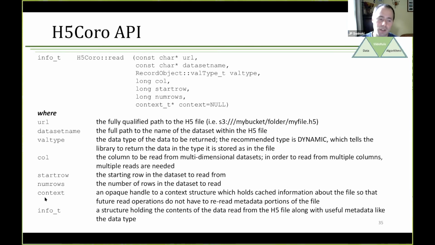There's a context that you pass in. This is used so that if you're reading multiple data sets from a single file, it'll hold all the cache information about that file together. And then this is what's returned. It's just a structure of the data that you've read, along with any of the metadata like the size and the type. So that's it. In a nutshell, that's what it does. It's just reading data sets.